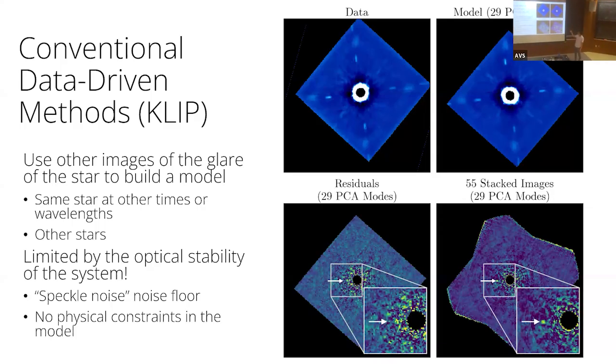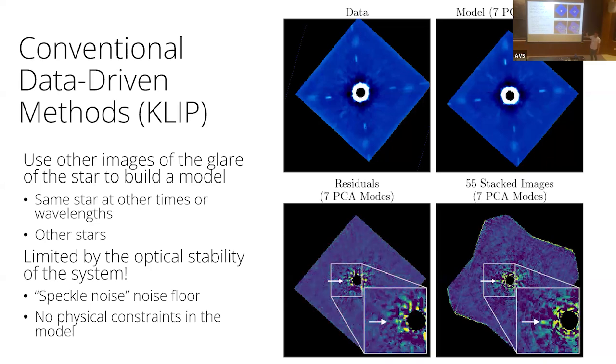And this technique is what we conventionally use in the field right now. The limitation of this technique is the optical stability of the system. The fact that images of the glare of the star taken at other times, at other wavelengths, or of other stars are not exactly the same. They're slightly different than the glare of the star that we're trying to subtract off in the image we care about. And that difference sets our performance limit in standard exoplanet imaging right now.